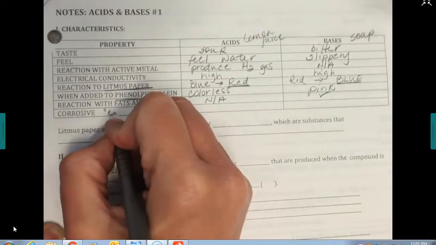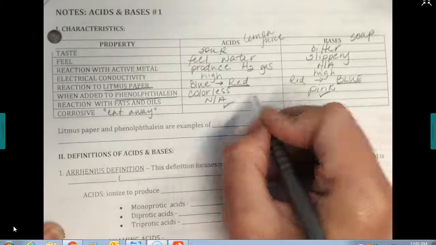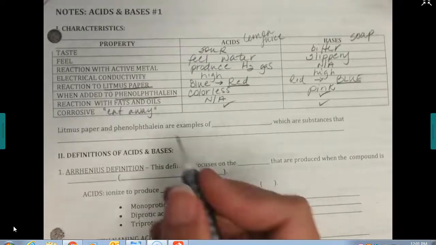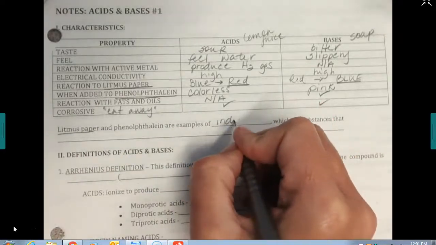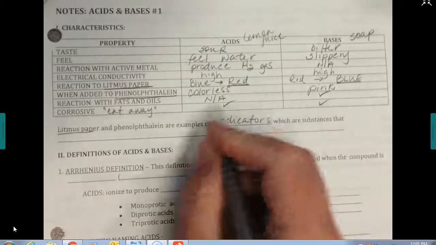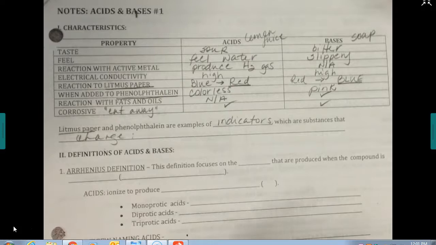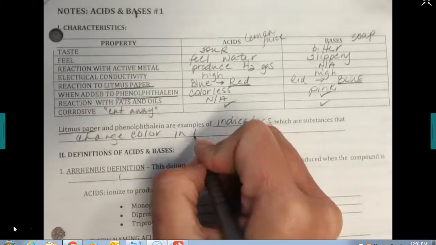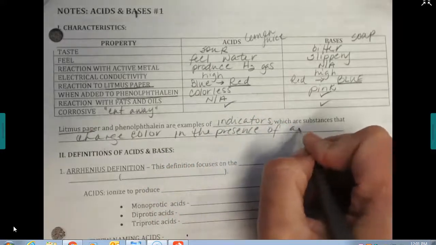Corrosive, which means eat away. We learned that at the beginning of school. Both of these are highly corrosive, depending on the concentration. We haven't learned concentration, but we will soon. Litmus paper and phenolphthalein are examples of indicators, which are substances that change color. These change color in the presence of acids or bases.